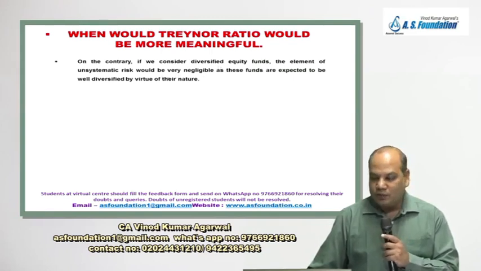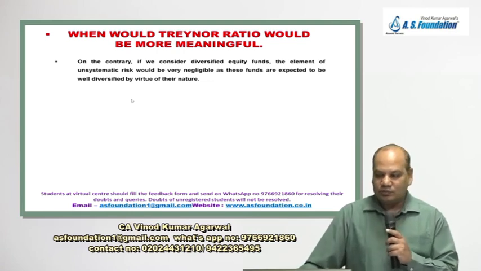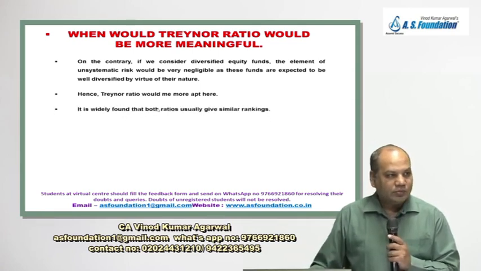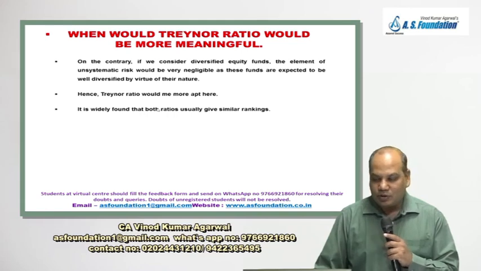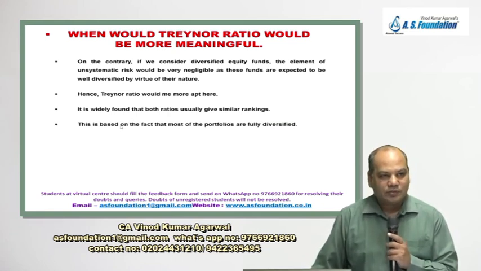The reason, if you have diversified, then your unsystematic risk is zero, as these funds are expected to be well diversified by virtue of their nature. Hence, Treynor ratio would be more appropriate here. Suppose they ask this question, for diversified fund, which ratio is more important? Treynor. For sector specific, or where unsystematic risk is present, which is more important? Sharpe ratio.